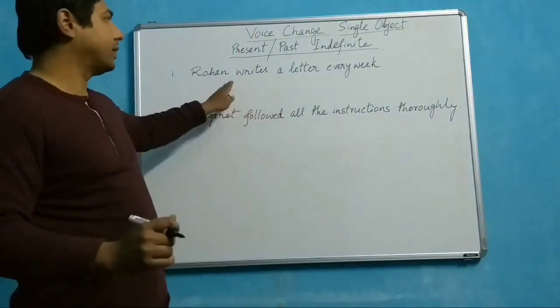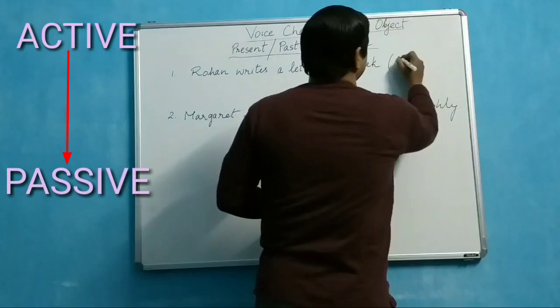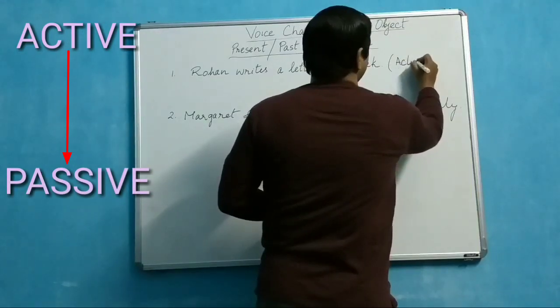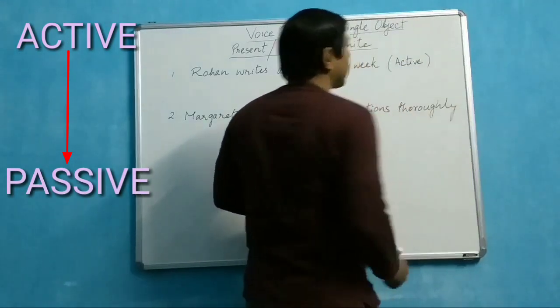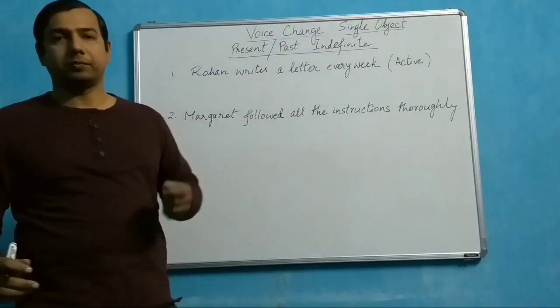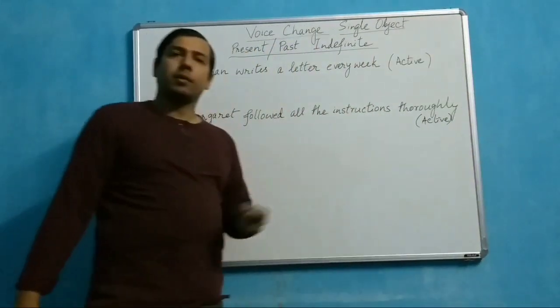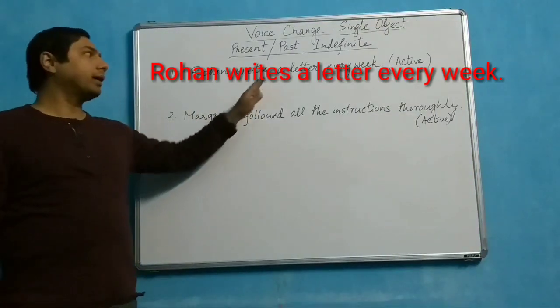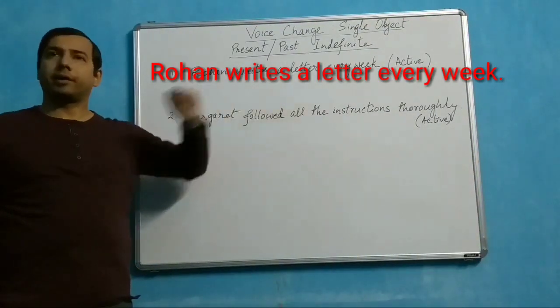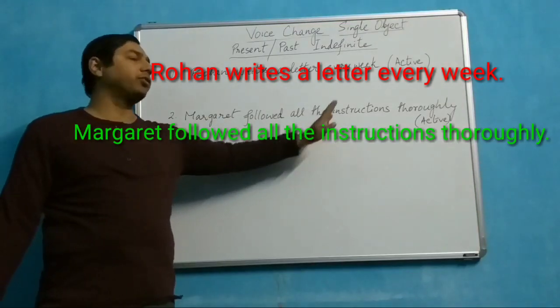These sentences given here are all in active voice, and we will change them into passive voice. Number 1, Rohan writes a letter every week. And number 2, Margaret followed all the instructions thoroughly.